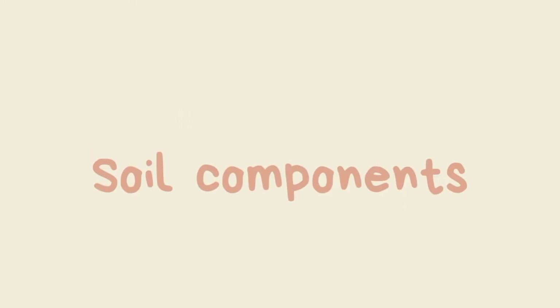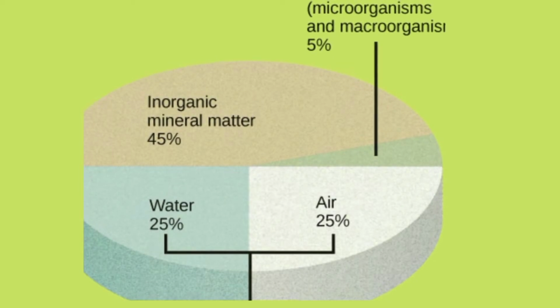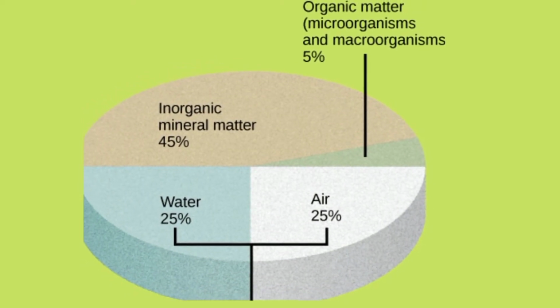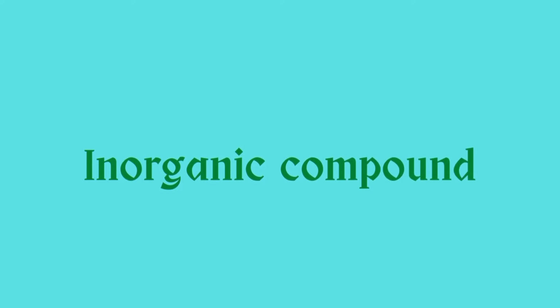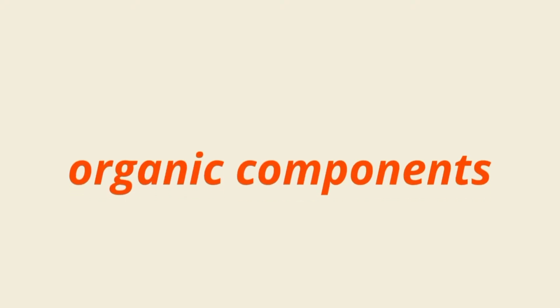Let's look at the different components of soil. You can see it on the screen. It is made up of air, water, organic matter, and inorganic compound. The inorganic compound is made up of stone and gravel. The soil also contains water. The soil contains air. And the soil contains organic components such as plant and animal compost.